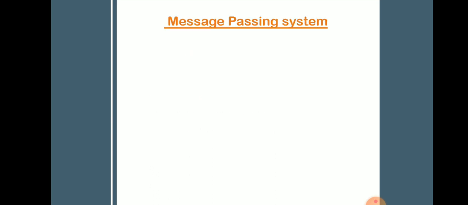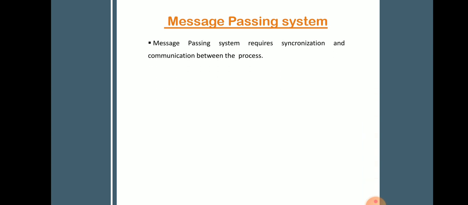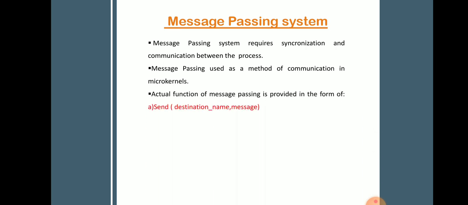message passing. Now the message passing system requires synchronization and communication between the two processes. Message passing is used as a method of communication in kernels. Message passing systems come in two forms. Message passing must send data between processes, of either fixed or variable size. The actual functions of message passing are normally provided in two forms.